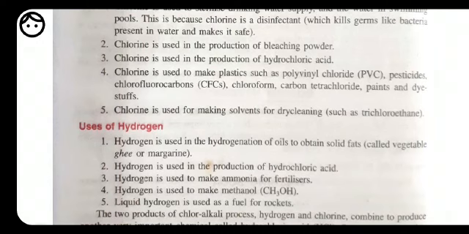Next, hydrogen is used to make methanol. Methanol is a type of alcohol which is the first member of the alcohol family. Hydrogen is used for the preparation of alcohol also.